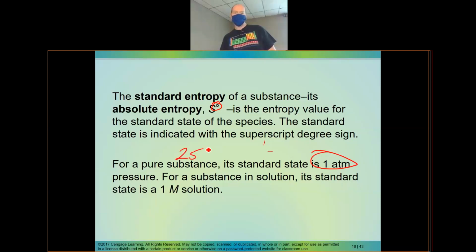All right, so 25 degrees Celsius, 1 atmosphere. Now, if you are a gas, your gas pressure is 1 atmosphere. So any gas that we're talking about with the little circle here is going to be 1 atmosphere of pressure. Any aqueous solution is 1 molar of that solution. So your standard state has 1 atmosphere, 25 degrees Celsius. So all pressures are 1 atmosphere, and all molarities are 1 molar for the standard state.